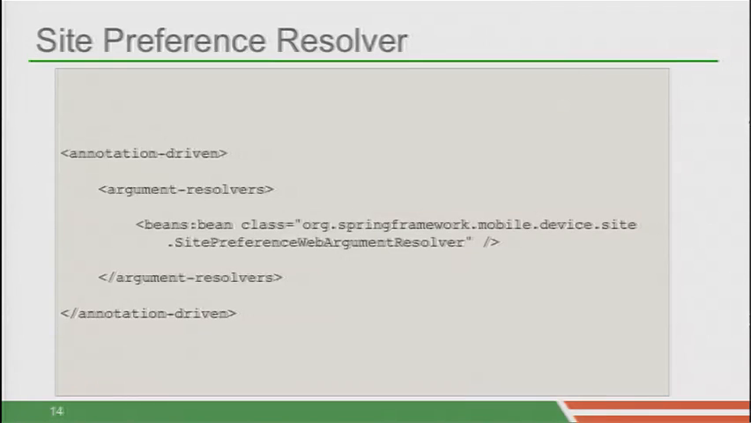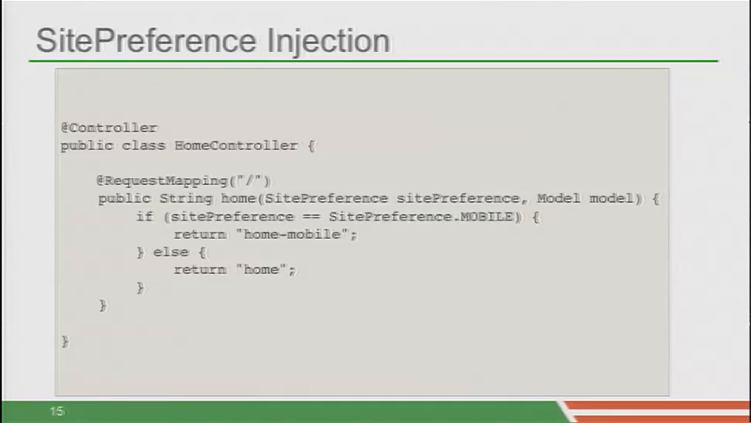And again, here's the XML configuration for that. It's just real basic. You add the site preference web argument resolver to your Spring MVC application. And then very similar to the way that you would inject a device, you also can inject your site preference. So your controller can now see which site preference your user has selected when your controller logic performs. So in this case, we're returning either a standard home page or a mobile home page.